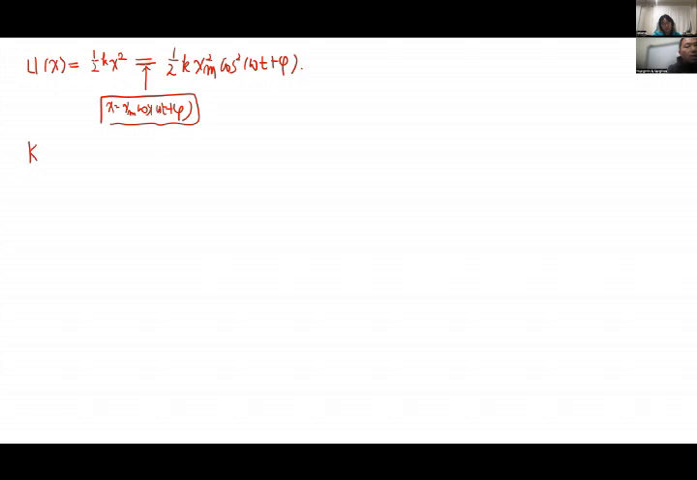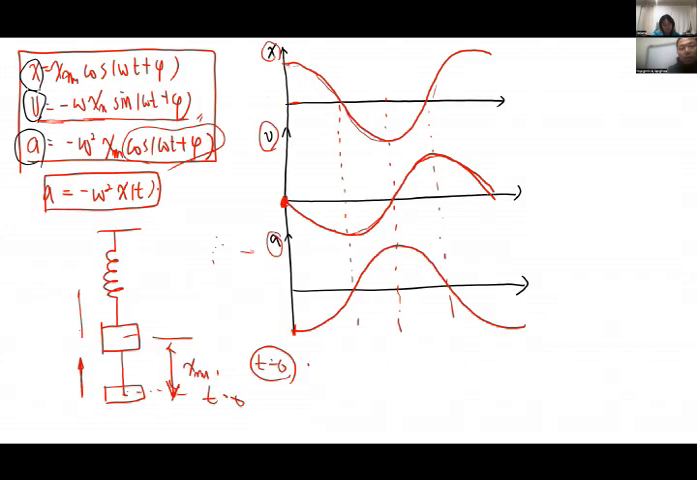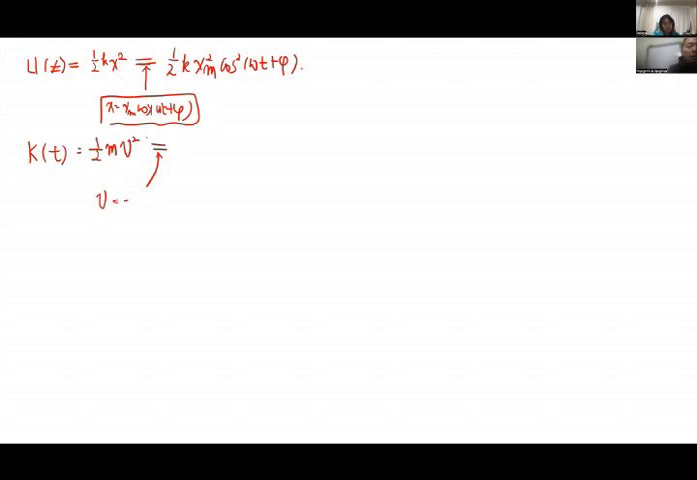Now, what is the definition of the kinetic energy? 1/2 mv squared. Okay, that is 1/2 m v squared, right? So now we're going to plug in the velocity of the simple harmonic oscillator. I already showed you that the velocity expression is given like this: minus omega xm times sine(omega t plus pi). You plug that in, then that should be 1/2 m omega squared xm squared sine squared (omega t plus pi).